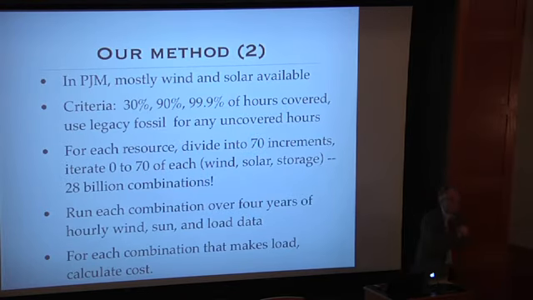So what we're doing is building billions of electrical systems with all different combinations of inland wind, offshore wind, solar, and storage. Now, why would we ever do that? Because we didn't know where the minimum costs were. So we're building billions of electrical systems, running each one for 4 years, and for the ones that actually keep the lights on, we ask how much that system cost. So we're doing 70 increments of each resource.